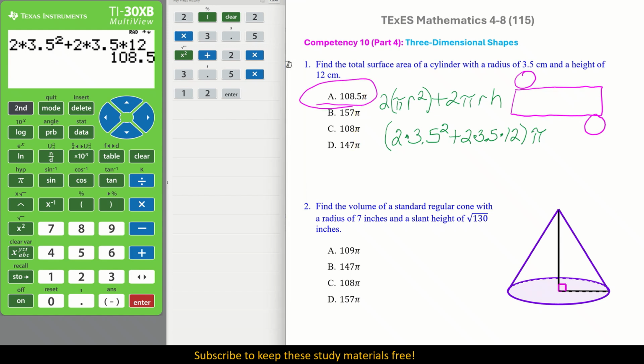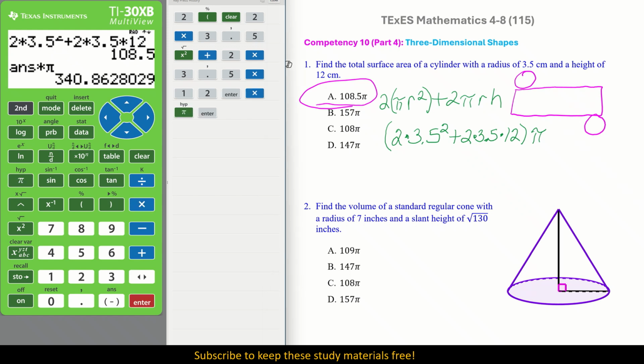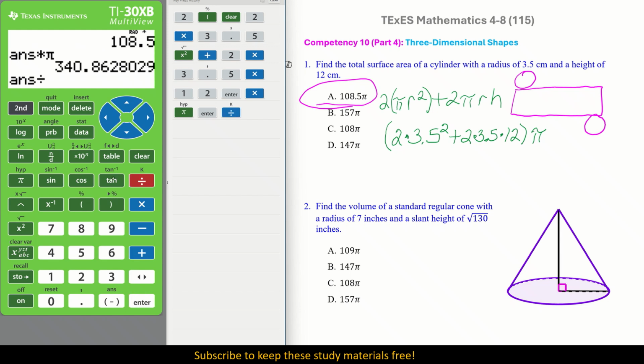Okay, quickly, let me show you in the calculator. If we say times pi and enter, you will get this decimal. If you worked it out by hand on your own and this is the decimal you got, anytime this happens, and you see your ABCD options in pi, just divide by pi. You will go back to what you need. It can work for you. It's not too tough.